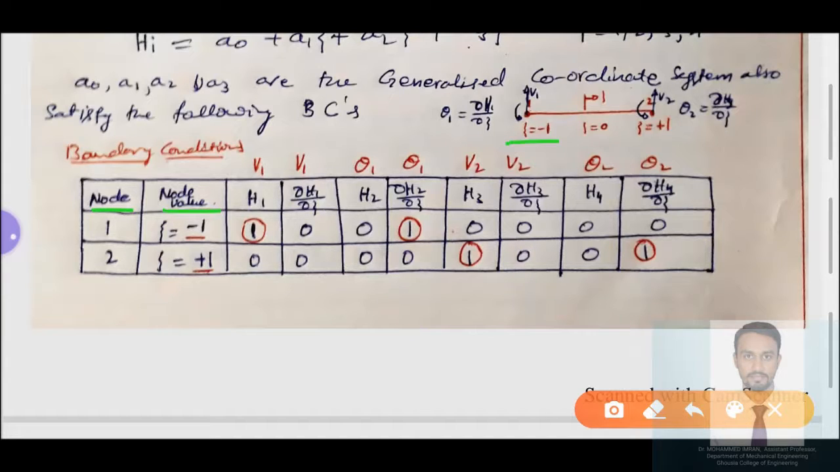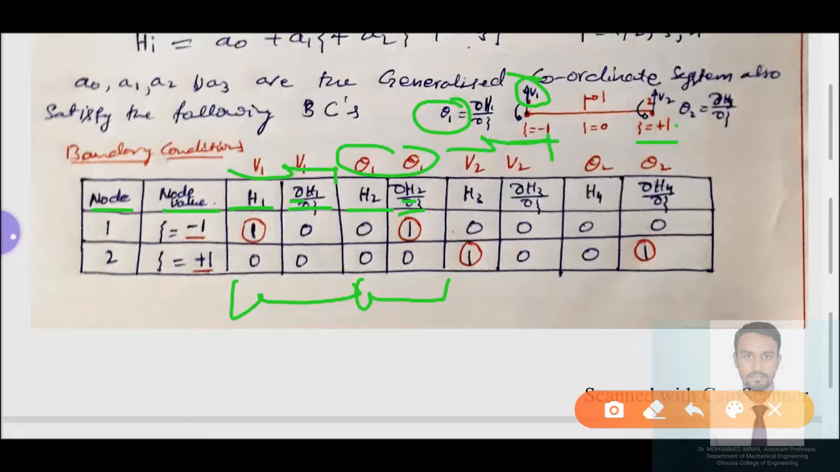Node values are nothing but plus or minus 1, and the first 2 columns belong to the transverse displacement, that is h1, dou h1 by dou zeta. Similarly, the next 2 columns depend upon theta 1, h2, dou h2 divided by dou zeta. Similarly, at node number 2, from these columns we get v2, h3, dou h3 divided by dou zeta. Similarly, for theta 2, h4, dou h4 divided by dou zeta.